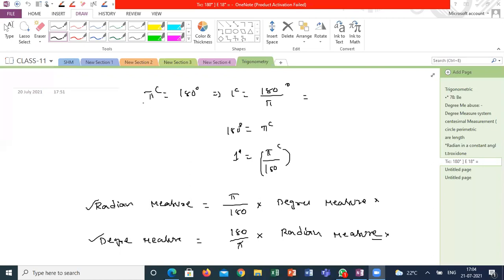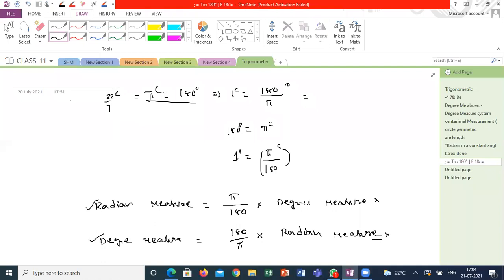Pi radians will be known as 180 degrees. Pi radians means approximately 22/7 radians or 3.14 radians, which is known as 180 degrees. So 1 radian will be called 180 by pi. If you divide 180 by 3.14, how much will you get approximately, guys?